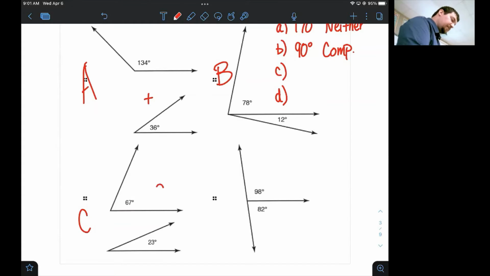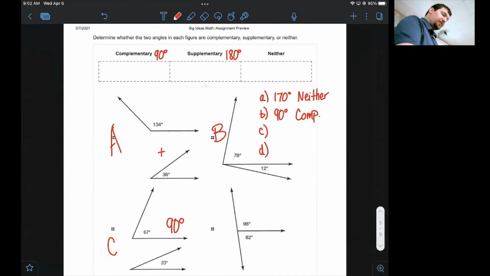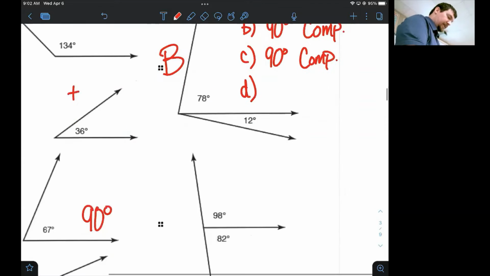90 degrees, awesome. And remember what Lainey just said, we write two angles that are 90 degrees. What do we write for those? Are they complementary, supplementary, or neither? Complementary, yep. So for C, we can write 90 degrees, complementary. And let's check out D.